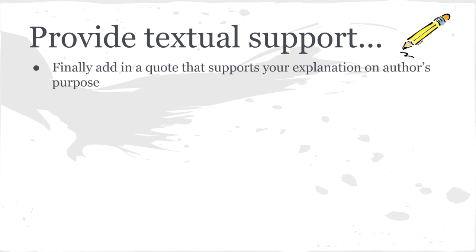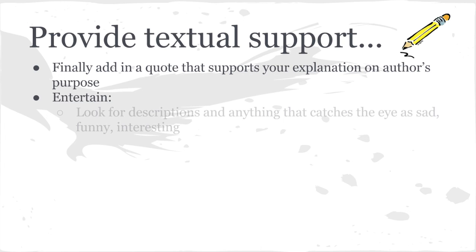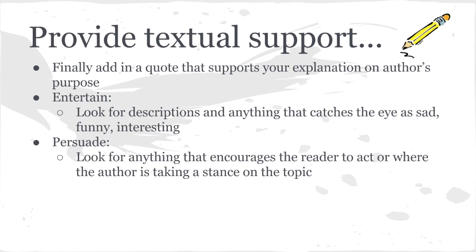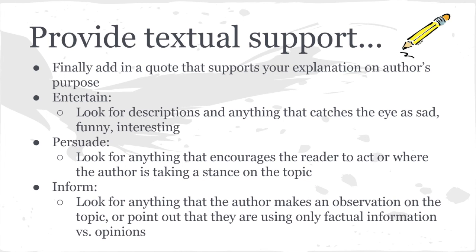So add a quote that supports your explanation on the author's purpose. If you're looking at something where the purpose is to entertain, look for descriptions, anything that catches the eye as sad, funny, interesting, that sort of thing. If you're looking at something that's persuasion, look for anything that encourages the reader to act or where the author is taking a stance on the topic. And then finally, if you're looking at anything that's informative, look for anything that the author makes an observation on or points out that they're using only factual information versus opinions, that sort of thing.